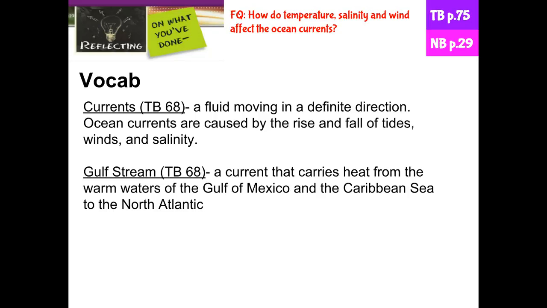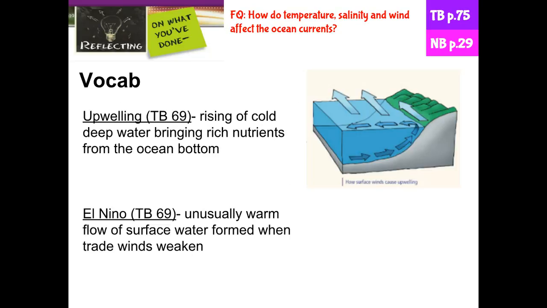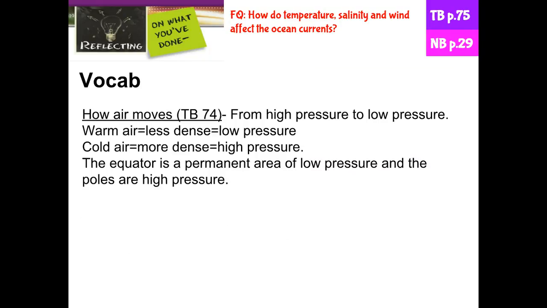Gulf Stream is a current that carries heat from the warm waters of the Gulf of Mexico and the Caribbean Sea to the North Atlantic. Upwelling is the rising of cold, deep water, which brings nutrients from the ocean bottom. El Niño is an unusually warm flow of surface water formed when trade winds weaken.